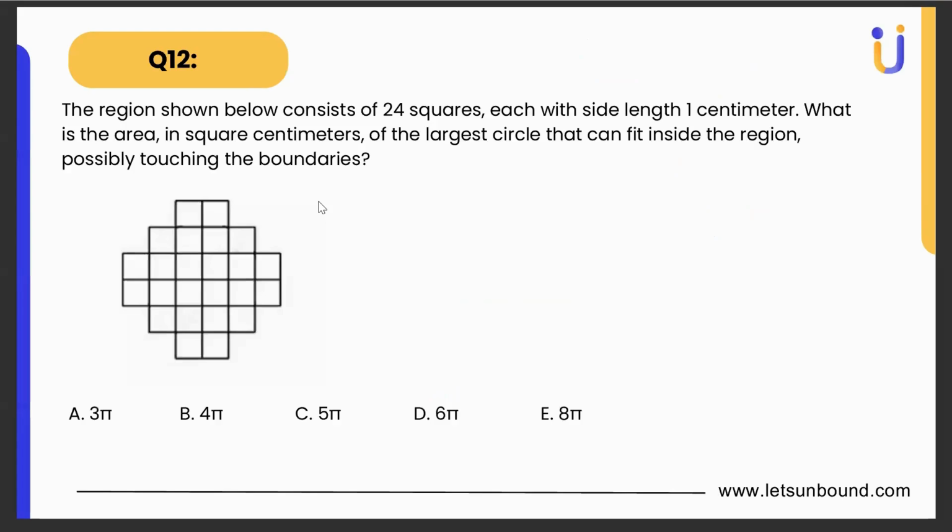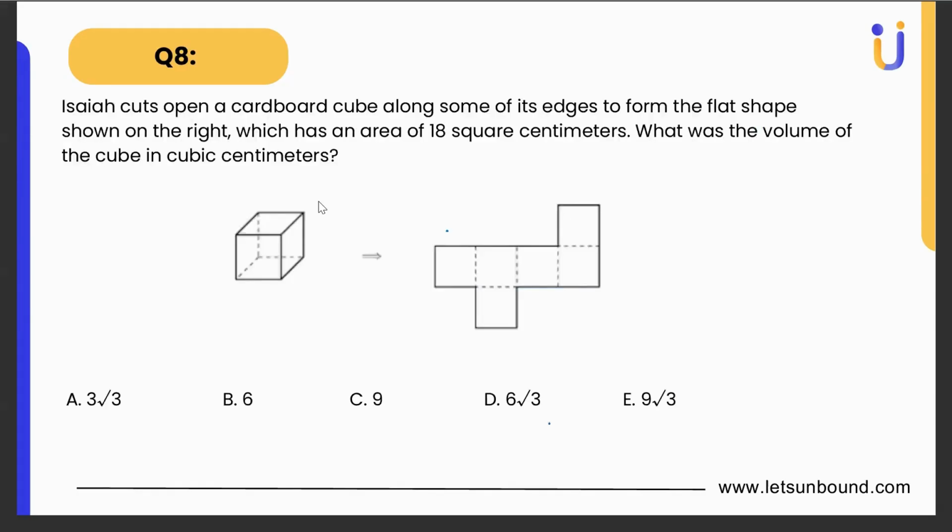Let's move to the next question now, which is the 8th question. The 8th question says, Isai cuts open a cardboard cube along some of its edges to form the flat shape shown on the right. Now, this is a cube, and that's a net of a cube, you must know. The net of the cube has an area of 18 square centimeters. What was the volume of the cube in cubic centimeters?